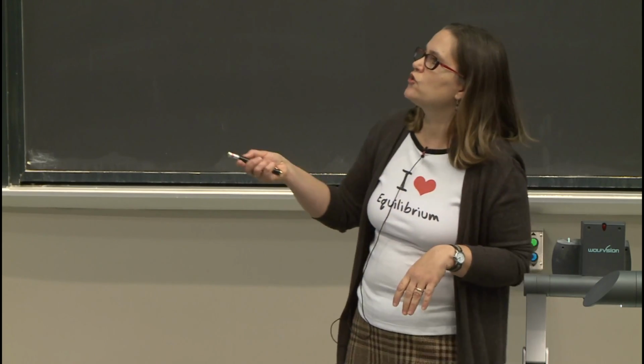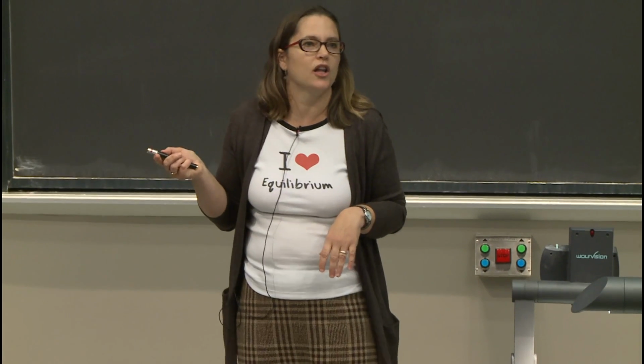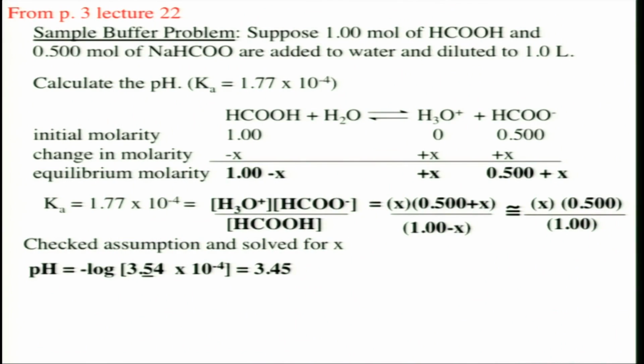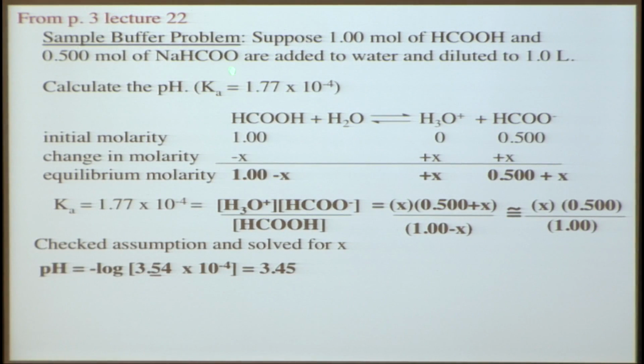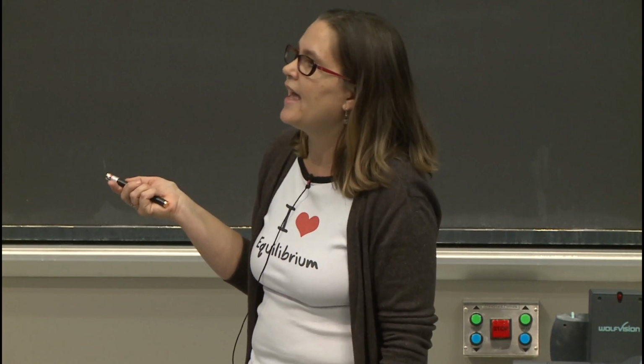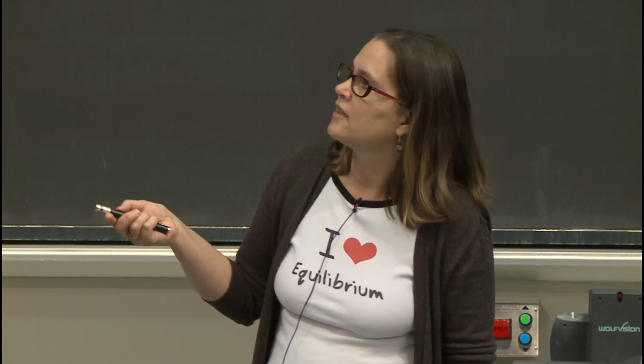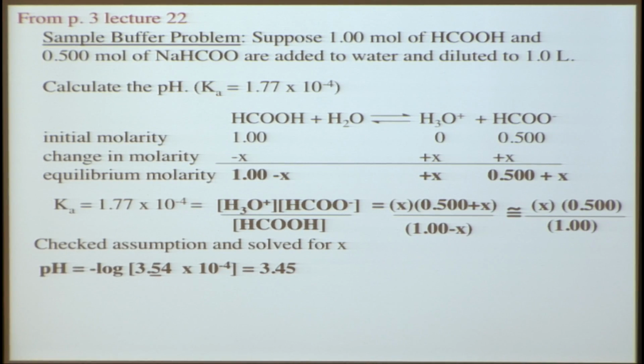All right, so you should have already filled in your handout with all the information. The parts that you were filling in are in bold here. But I just want to remind you of what we were talking about. So we had a sample buffer problem. We had 1 mole of a conjugate acid and a half a mole of its conjugate base supplied in the form of a salt, put in water and diluted to 1 liter. So we calculated what the hydronium ion concentration would be, and therefore the pH, using information that was given to us about the Ka, the acid ionization constant. So we got a pH of 3.45.